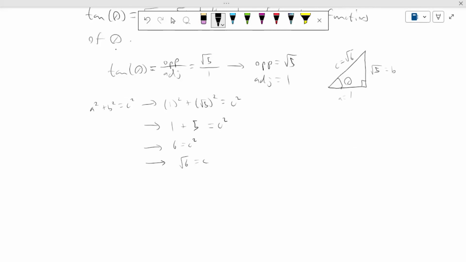Okay. All right, so let's compute sine of theta and cosine of theta and so on and so forth. Sine of theta is supposed to be opposite over hypotenuse, so that's going to be equal to square root of 5 divided by square root of 6, right?